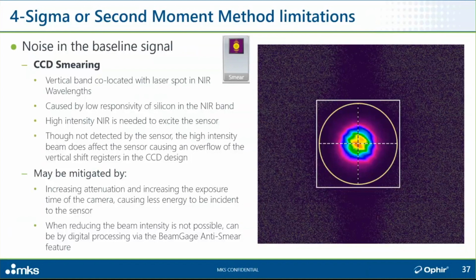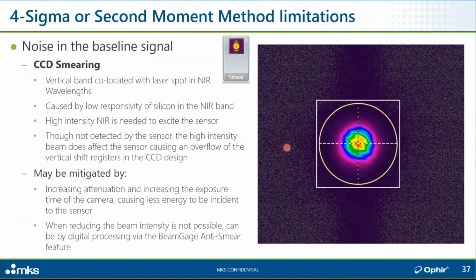Those are all their vertical shift registers, and it cascades up and causes this smear up and down the frame. And that will move with your beam if you move it left to right. This can be mitigated by increasing attenuation and then increasing the exposure time of the camera. This causes less energy to be contacting the sensor and reduces that effect.